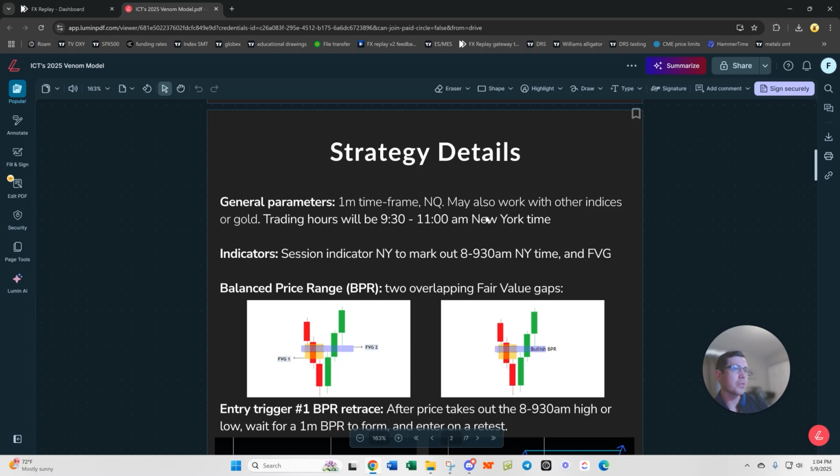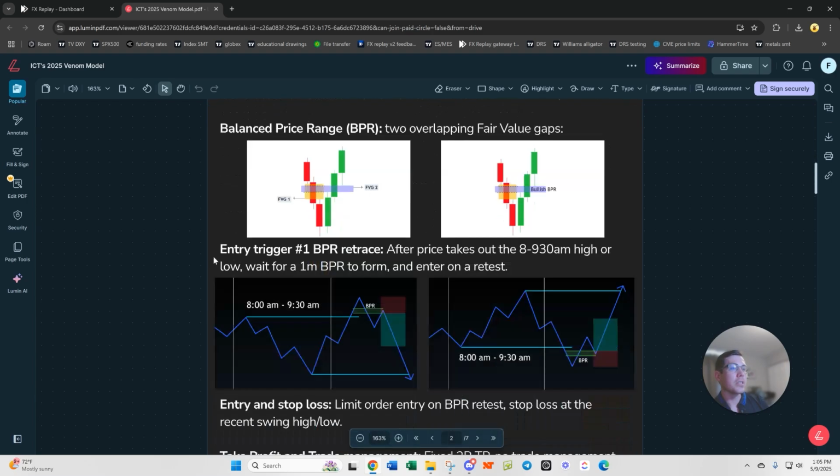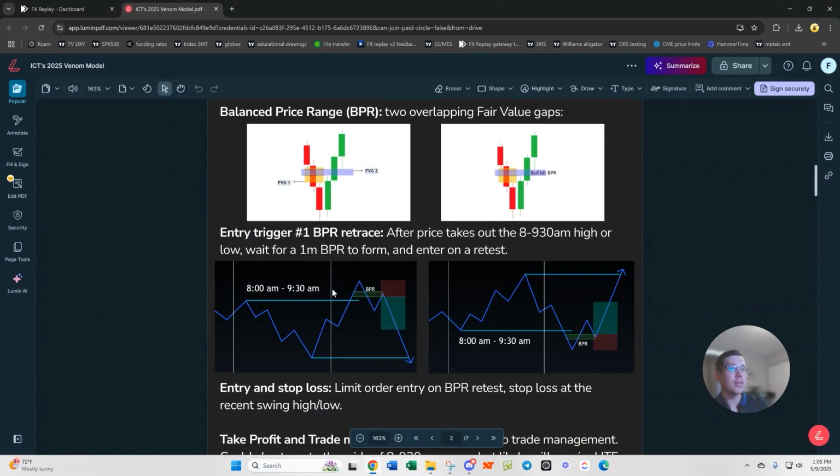Pretty simple. The base model that he went over talks about the 1-minute time frame with NQ, the NASDAQ, on futures, basically trading the first 90 minutes after New York opens. All we were doing is marking out the 90 minutes before market opens, so 8 a.m. to 9:30 a.m., and then looking for a sweep of either side of it that had a balanced price range form, so basically 2 overlapping fair value gaps, and then it was simply a limit order, and you're targeting either the other side or just a fixed 2 to 1. It's what I was testing when I initially looked at it.